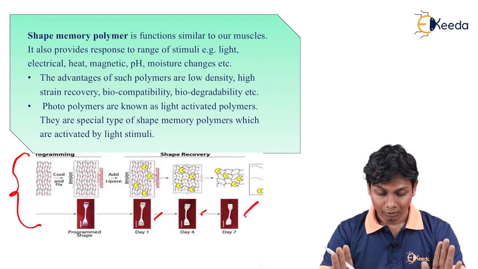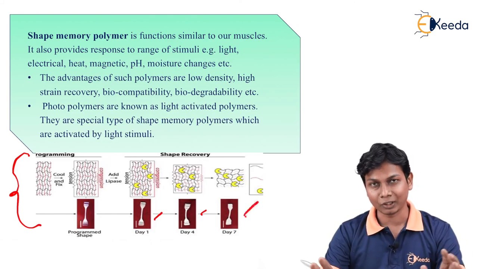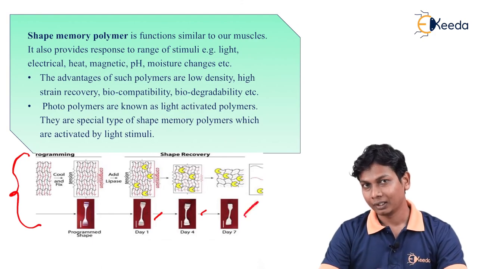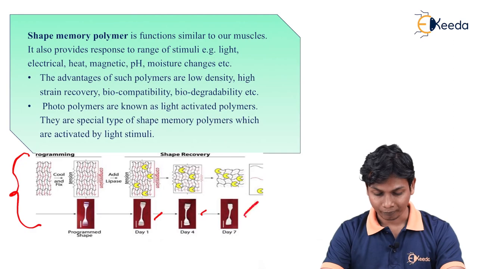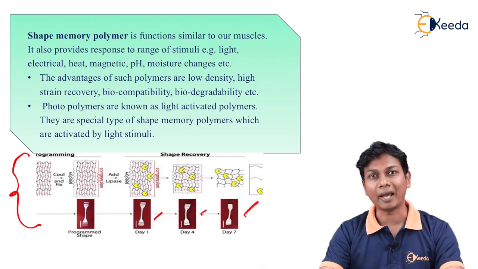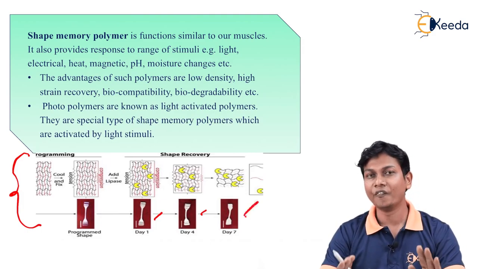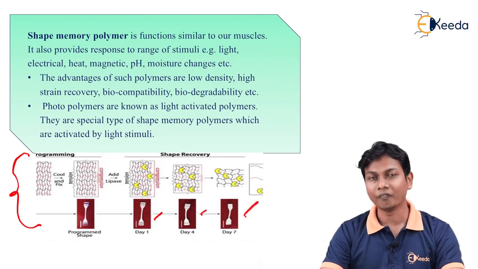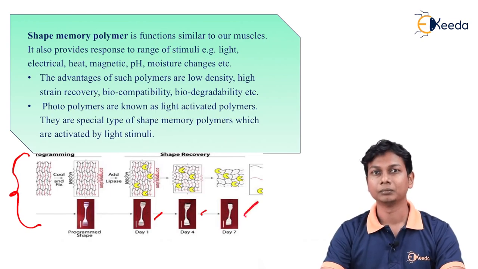So the part activated with light stimuli is important. It can work with light, it can work with heat, or it can work with magnetic and pH moisture changes also. So here are the various types of actuators, and here we end our topic. Thank you.